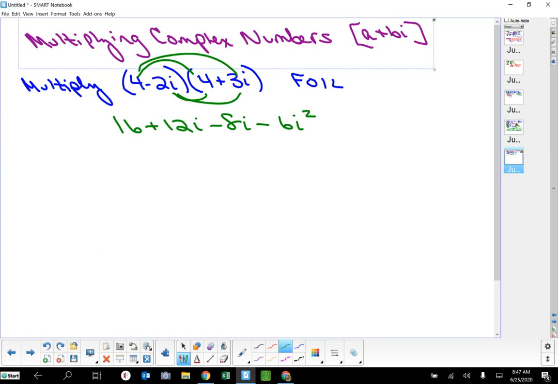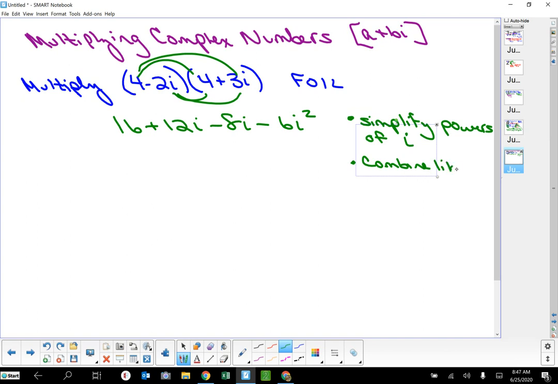Well, there's a couple things that we have to do. We're going to simplify powers of i, and then we're going to combine like terms. And I would do them in that order. Okay, so here is what I mean by this. We know that i squared is equal to -1. So this is really 16 plus 12i minus 8i minus 6 times -1. Well, what is -6 times -1? That just becomes a +6, right?